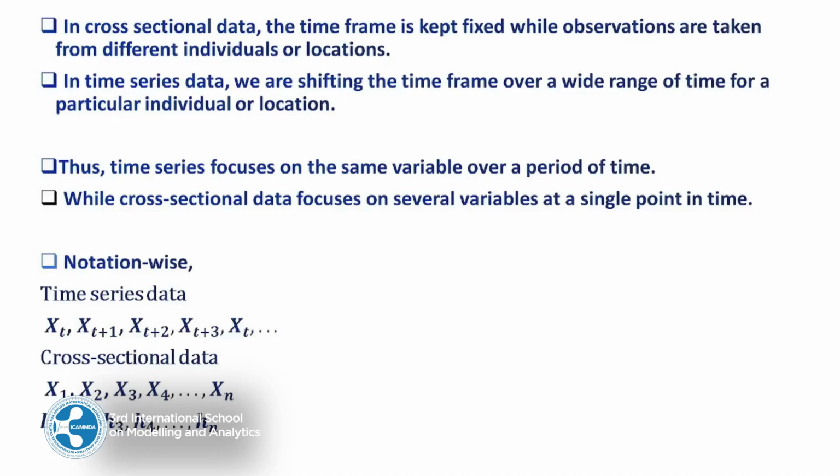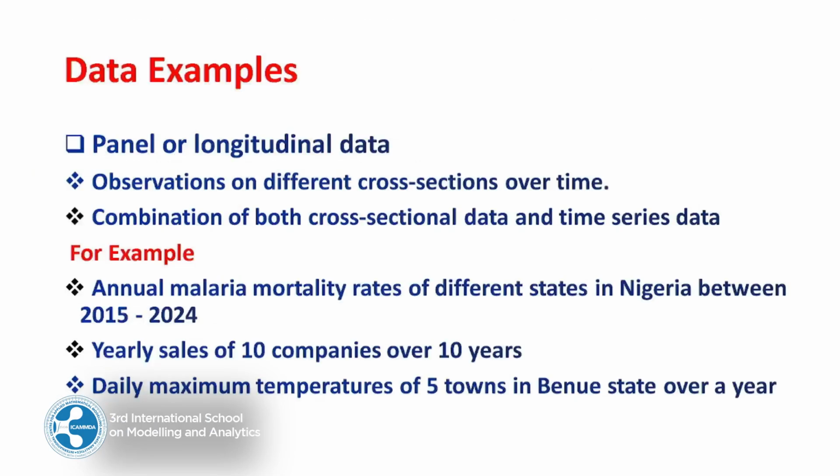For cross-sectional data, we have X1. These are not time dependent. X1 can stand for, say, the height of students: height 1, height 2, the height of the third student, the height of the fourth student, up to the height of the nth student. So basically, that gives us the difference between those two types of data.